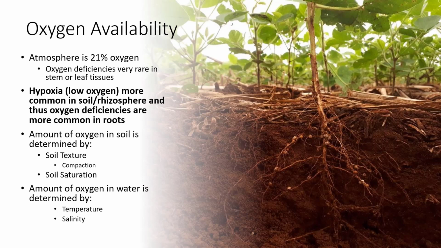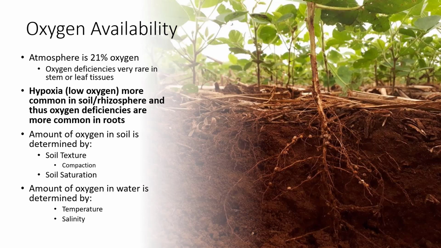But the oxygen issues occur in the rhizosphere, which is just the area of the soil that is in the vicinity of our roots, right? And there's root interactions in that area, right? So in our soil is where we are going to see our oxygen deficiencies, right? It's most common. And now the amount of oxygen in soil is going to be determined by a couple of things: the soil texture, as well as soil saturation, or how much water is saturated in that soil. And then compaction also can play a role as well.